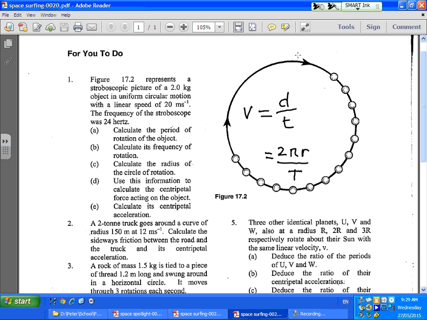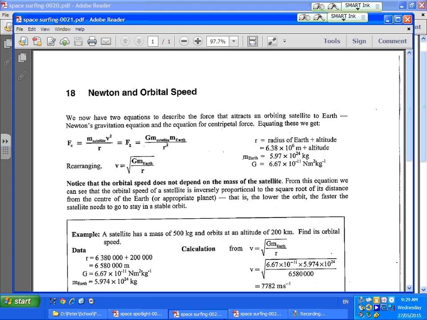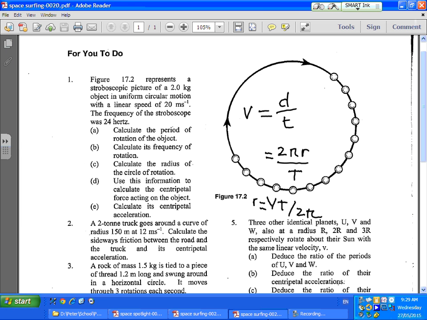We know v, we know the period. So if you rearrange, r is going to be the velocity times the period divided by 2 pi. You can work that out easily enough with a calculator, or you do it by hand. Just 20 times 1, that's easy, divided by 2 pi. 3.18. And that gives you the radius.